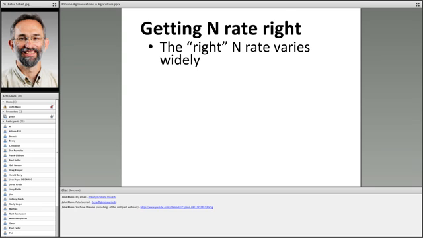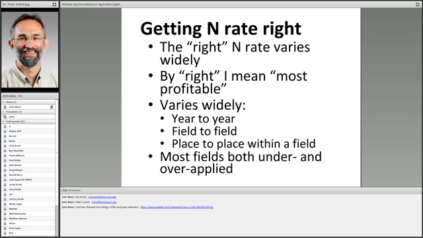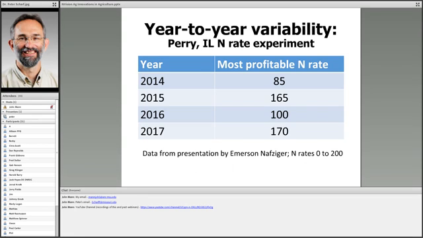So there's all this talk about the 4 Rs, and the right rate is probably one of the most important ones. But it varies widely year to year, field to field, and place to place within a field. And that means the flat rate that most fields get is both under and over applied. And I'll go through those quickly one at a time.